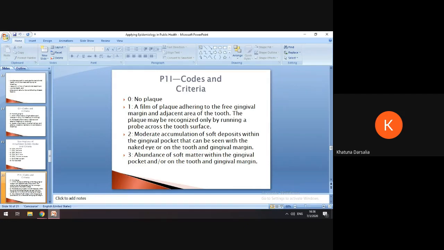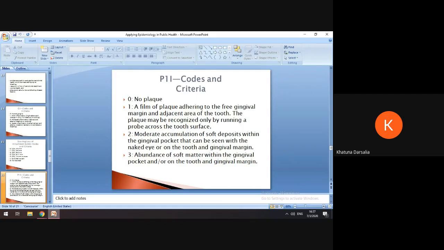as periodontitis risk factors. And the PI was initially designed for use with the GI described earlier. As with the GI, the PI scores the mesial, distal, buccal, and lingual surface of each tooth on a scale from 0 to 3, based on the thickness of plaque at the gingival margin.